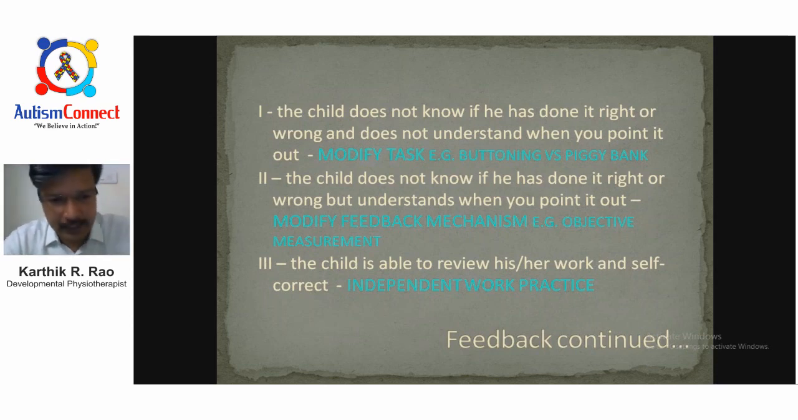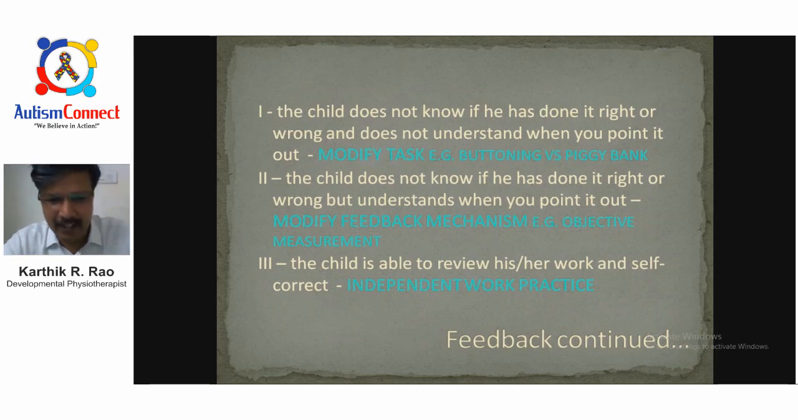Or the third category is in which the child is able to review his or her work and is able to self-correct. Now, this is the point at which I always try to work with the child: can I see self-correction? Say a child is trying to fix a circle in a shape board, and he's trying to fix a circle in a square slot meant for the square, and then he tries it for some time and he realizes this is not fitting in, and he takes the circle and puts it in the place for a circle.